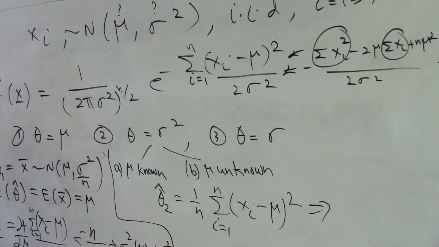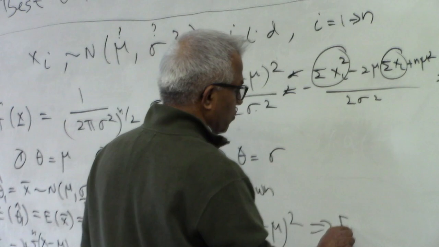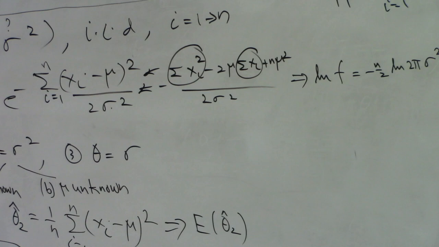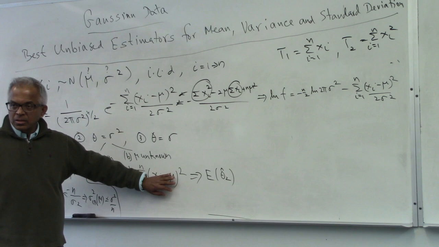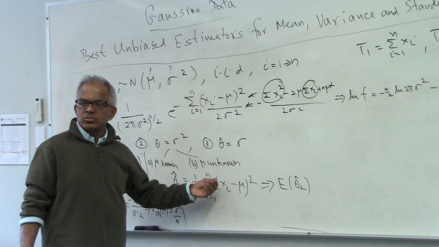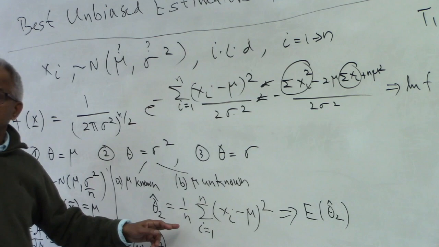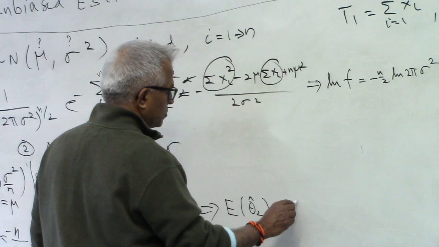So, what is the expected value of theta 2 hat? Anyone? That's the expected value of this quantity. This is by definition the variance of xi, that is sigma squared. And you are adding a bunch of independent random variables, so we just take the expected value, which gives n sigma squared; n and n cancel, so that's an unbiased estimator. That's the reason I put n there, right? So we can compute its variance.